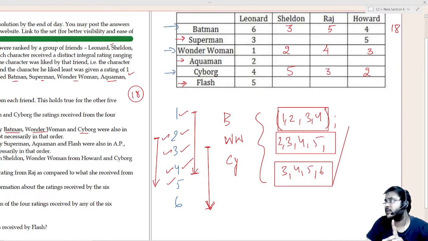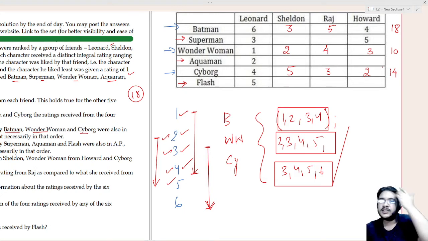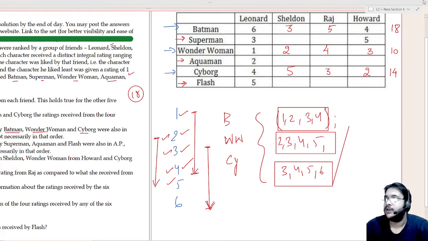Now let me see. 3 plus 4, 7 plus 3, that is 10. Total number is 10. And this one is 9 plus 3, 12 plus 2 is 14. Now see if the summation of Batman, Wonder Woman and Cyborg, are they in arithmetic progression? Yes, they are in arithmetic progression with a common difference of 4. So everything basically fits picture perfect so far.